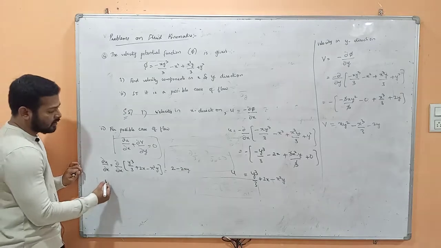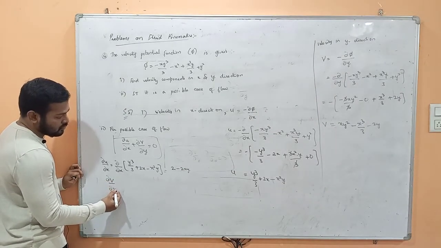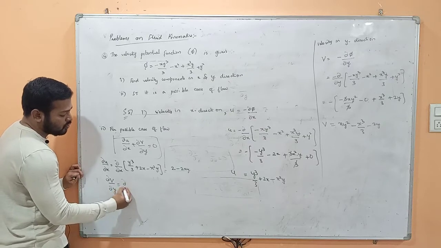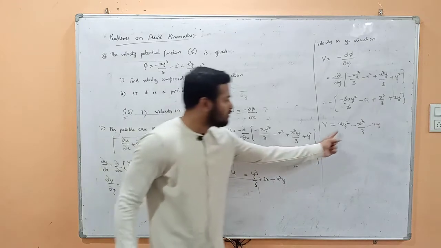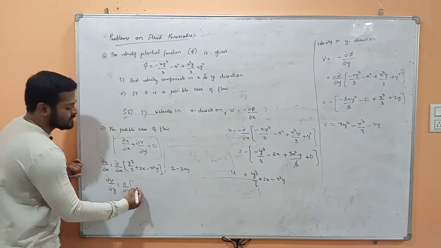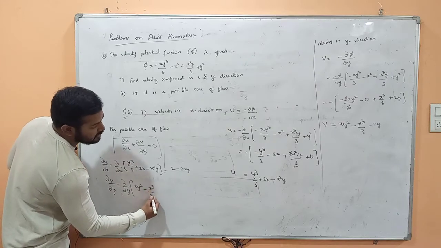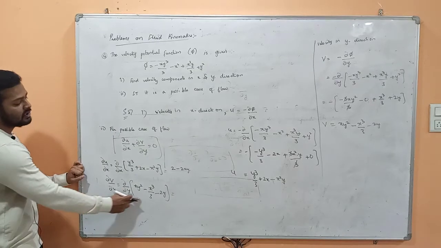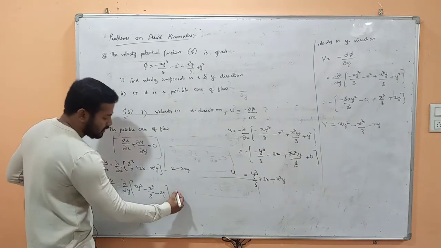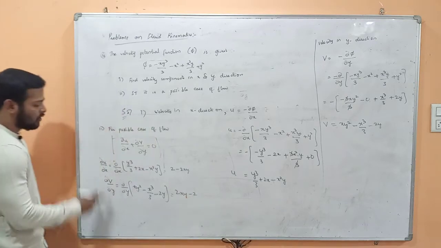And I am going to find out ∂v/∂y. So ∂/∂y of v. So v we have already found out. So this value, that is xy square minus x cube by 3 minus 2y. So I am partially differentiating this with respect to y. So what am I going to get? 2xy minus 2. Now add these two terms.